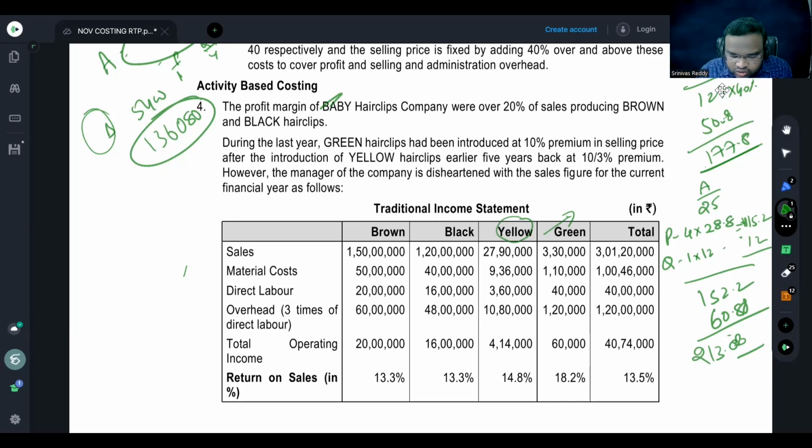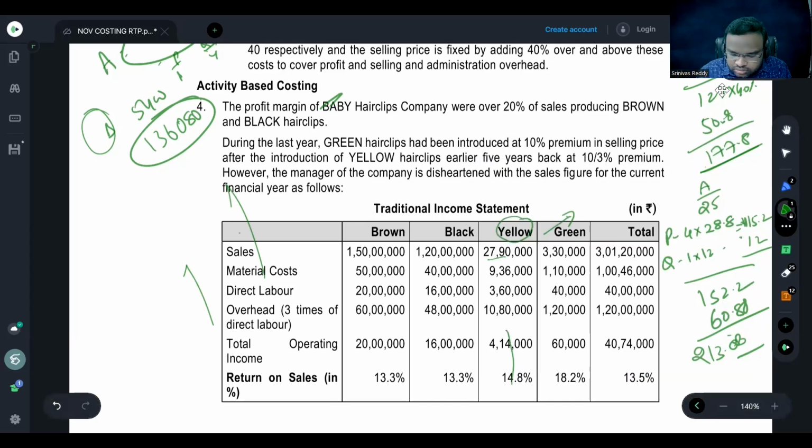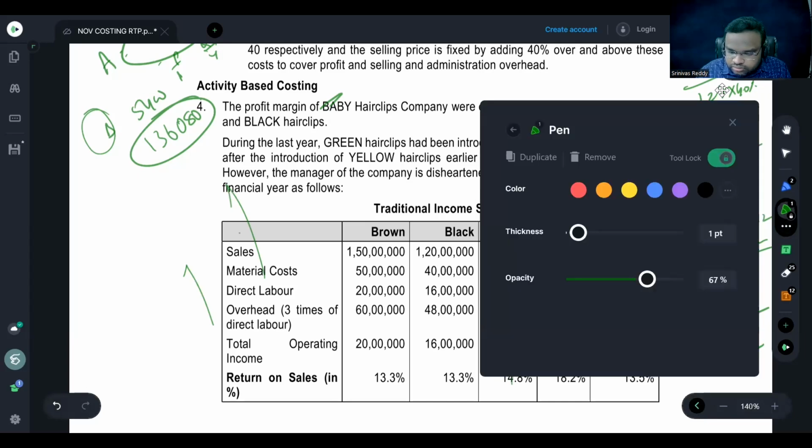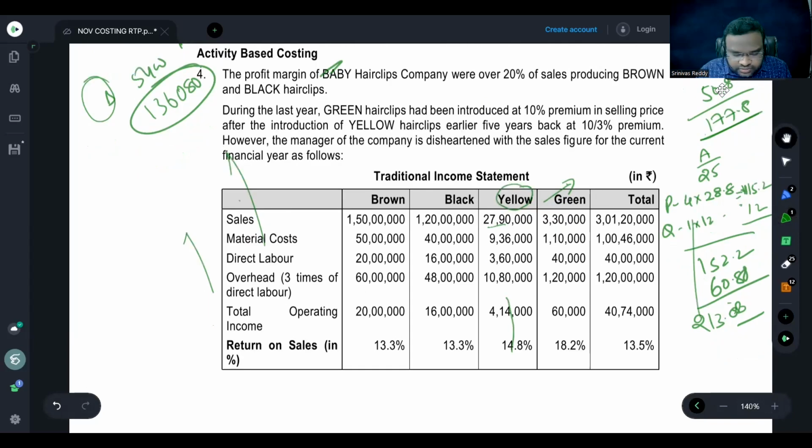Because if you see, yellow sales is 27 lakh 90,000, green is only 3.3 lakhs. Okay. Now, what is your material cost? Material cost is given, direct labor is given, overheads is 3 times direct labor.